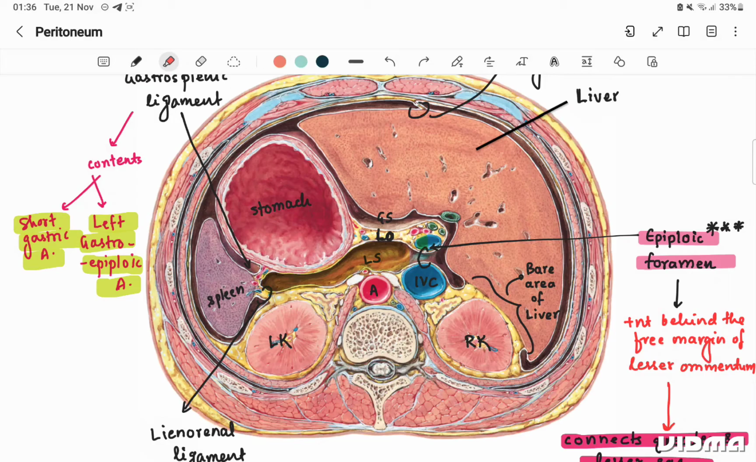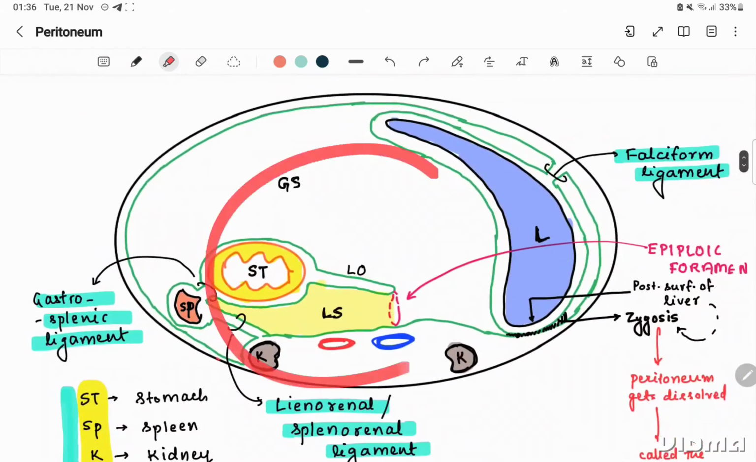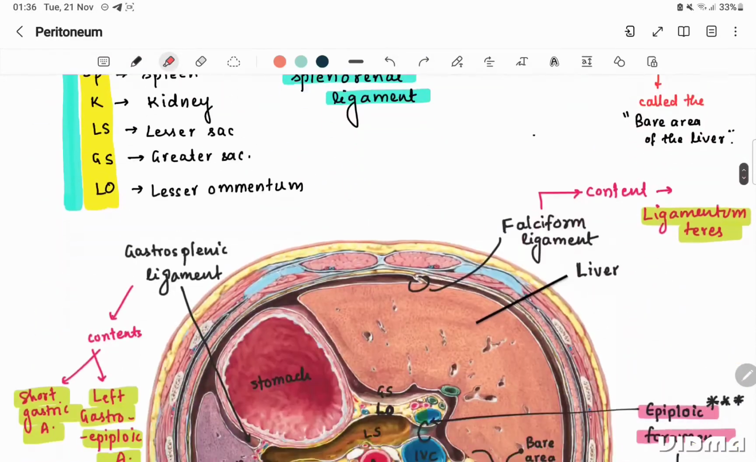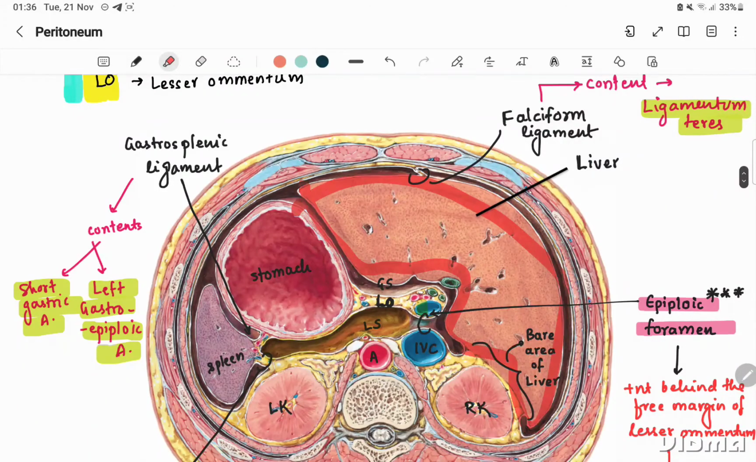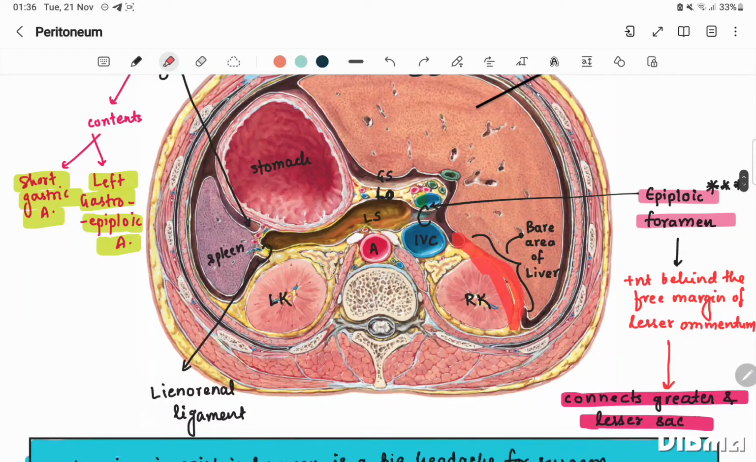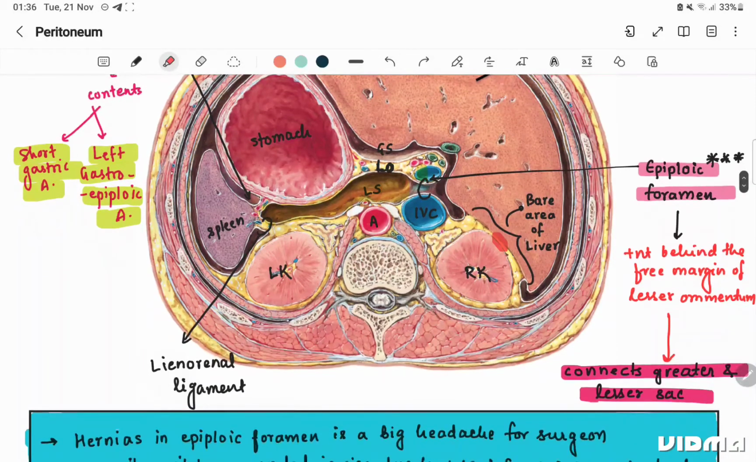Of course, this is the peritoneal lining, you can see how it is going. Of course you cannot appreciate your greater sac and lesser sac, because these are very small areas, and for representative purposes we are drawing large areas. The liver covers the major area, and this is the bare area of the liver where there is zygosis. This is not covered by peritoneum, you can see there is no peritoneum here, and your kidneys are retroperitoneal organs, we know about this.